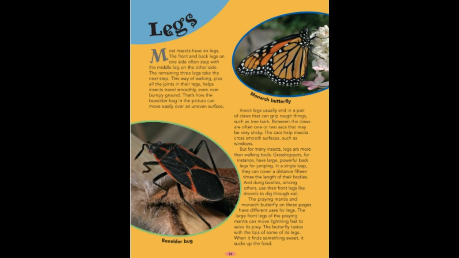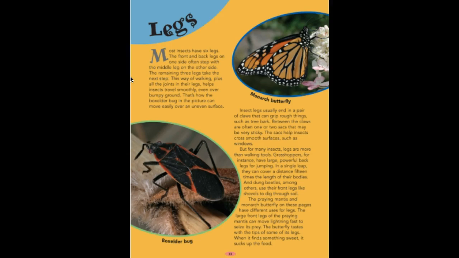This chapter is called Legs. Most insects have 6 legs. The front and back legs on one side often step with the middle leg on the other side. The remaining 3 legs take the next step. This way of walking, plus all the joints in their legs, helps insects travel smoothly, even over bumpy ground.